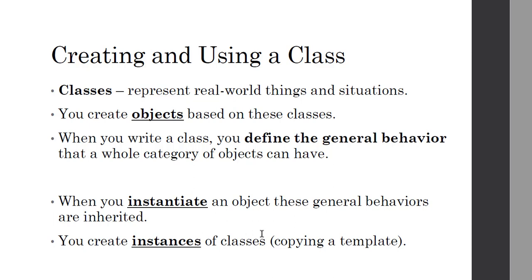So for example, if I open up Microsoft Word and I go to use a resume template, you can think of the resume template as a class. But when I create my copy of it, it's called an instance of that class. And that whole process is called instantiate or instantiation.